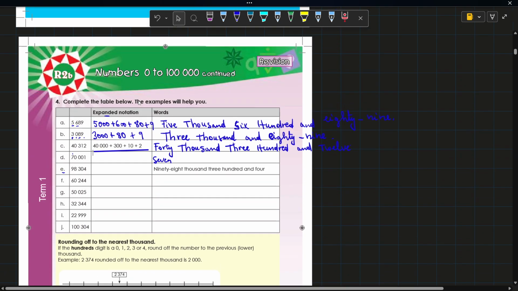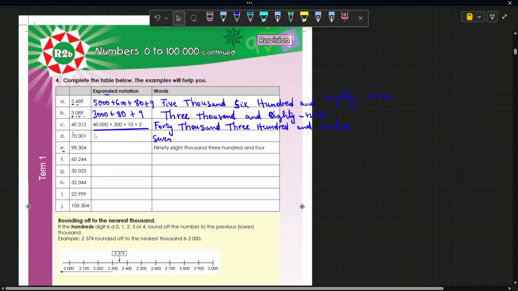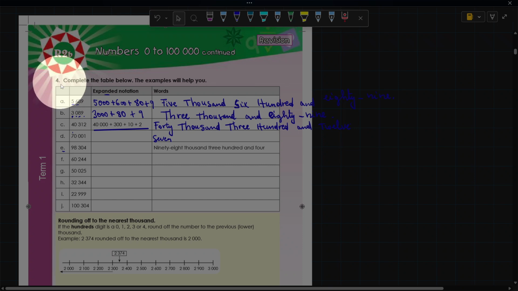Last time we stopped at our topic, numbers 0 to 100,000. So we're going to carry on. And we were solving exercise number 4. Let me just zoom in so that you're able to see where we are. So we were here. Number 4, complete the table below.